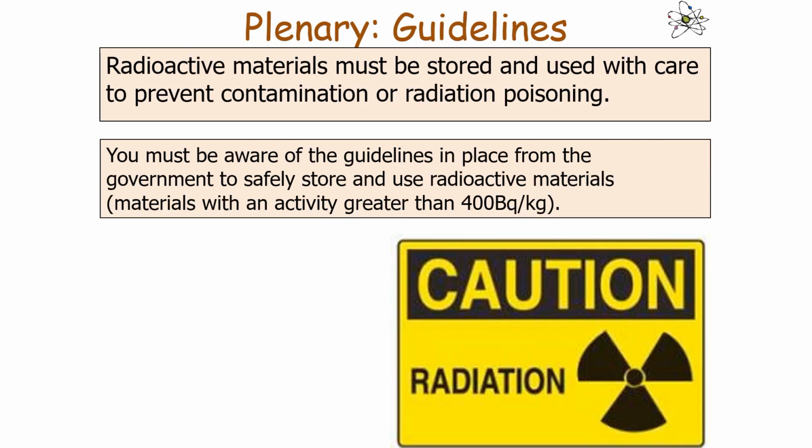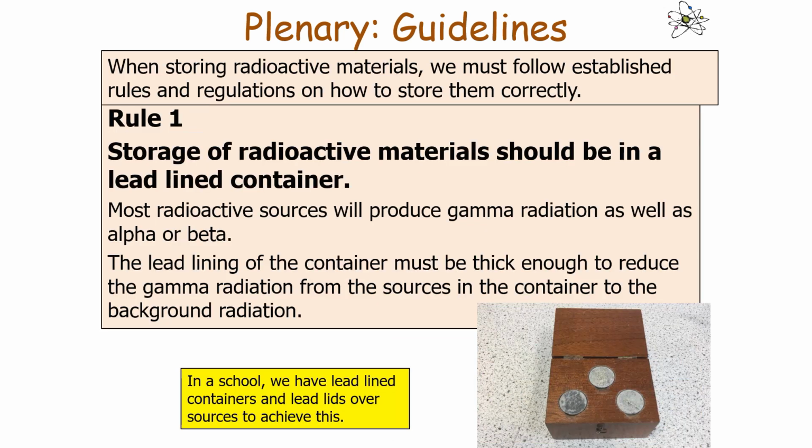Firstly, radioactive materials must be stored and used with care to prevent contamination or radiation poisoning. So you must be aware of the guidelines in place from the government to safely store and use radioactive materials, again, materials with an activity greater than 400 becquerels per kilogram. The first rule is the storage of radioactive materials in a lead-lined container. Most radioactive sources will produce gamma radiation as well as alpha or beta. The lead lining of the container must be thick enough to reduce the gamma radiation from the sources in the container so it goes to the level of the background radiation.